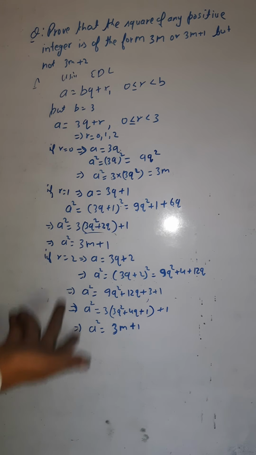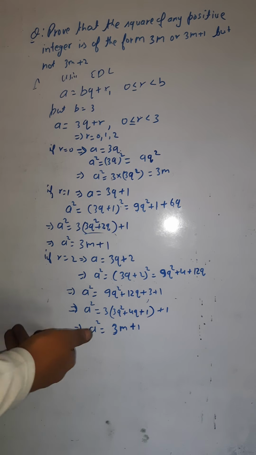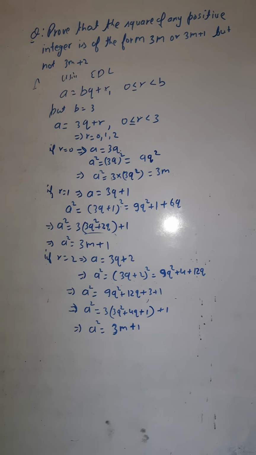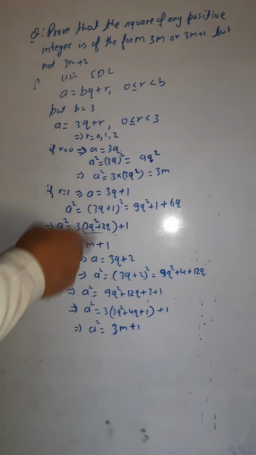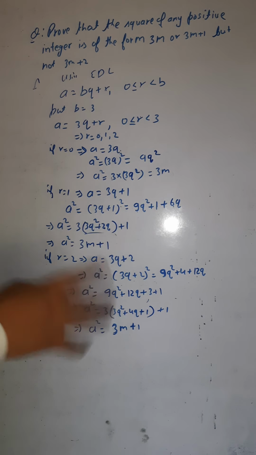Look here. Is it anywhere we are getting 3m plus 2? Nowhere we are getting 3m plus 2. So hence proved. Hence the square of any positive integer would be of the form 3m or 3m plus 1, but not 3m plus 2. We are not getting 3m plus 2 anywhere.